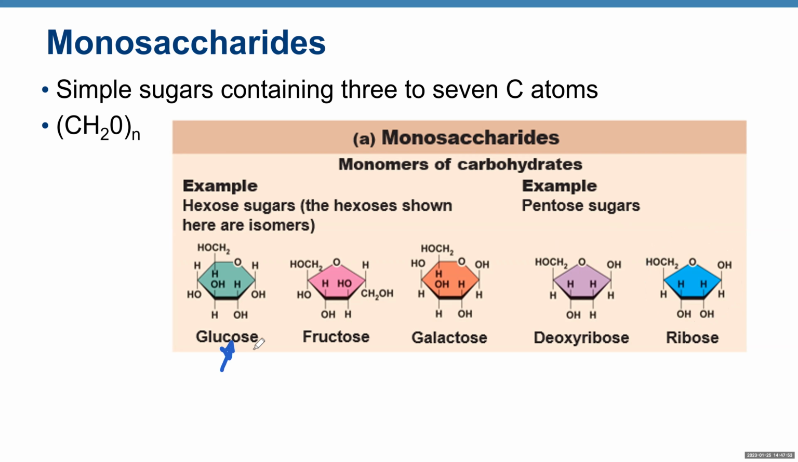Now, glucose, fructose, and galactose are isomers. That means that the chemical composition is the same, C6H12O6, but they have different structural characteristics. So the structure is different. That's why they are isomers with the same chemical formula.